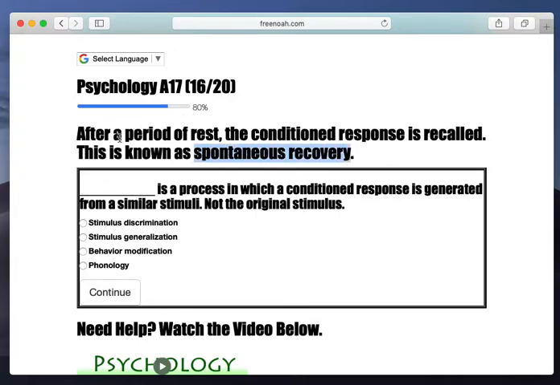So there was a period of rest, which is the extinction, when we kept ringing the bell, ringing the bell, ringing the bell, and we didn't provide him with anything, right? The spontaneous recovery occurred when we rang the bell and we provided him with the food. And then the next day, when we rang the bell, he was already looking for it before we even provided the food. So that's what's known as spontaneous recovery. He reacquired the knowledge of getting fed at the sound of the bell.